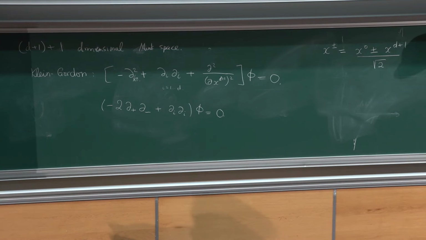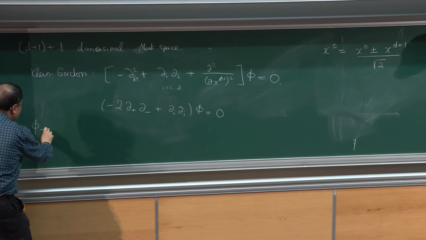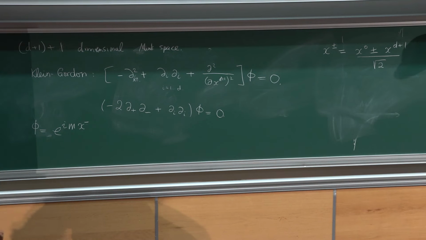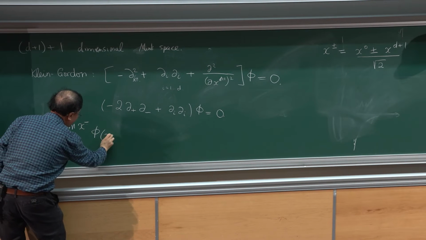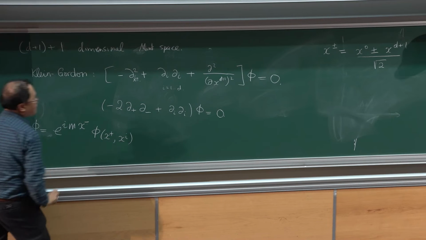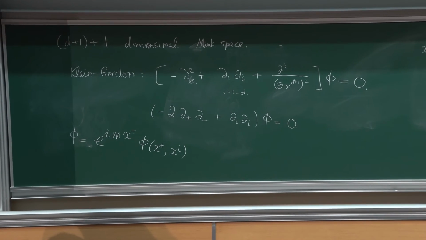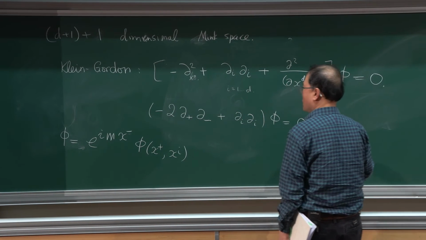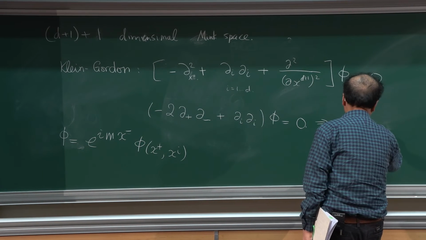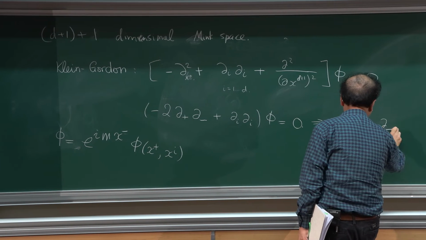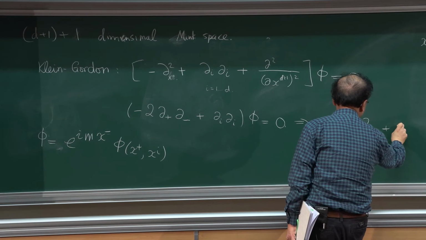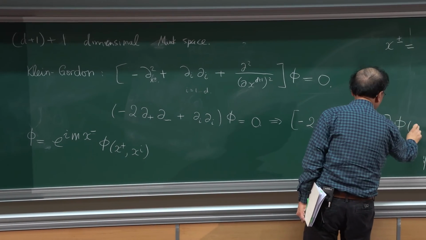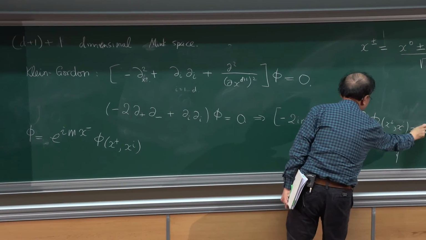And now if I required my field to have the form e^{imx^-} times a function that is a function of only x^+ and xi. If I'm searching for solutions of this form, then this equation becomes simply (2m i d/dx^+ ... ) phi(x^+, xi) equal to 0.